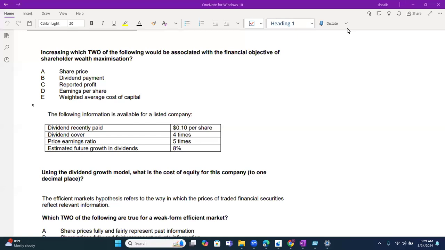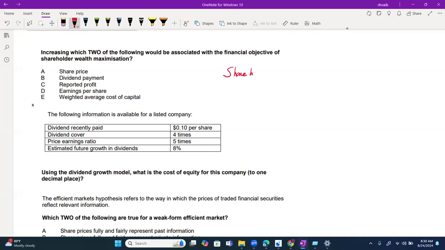Okay. Increasing which two of the following would be associated with the financial objective of shareholder wealth maximization? So remember one thing, the major objective of financial management is to maximize the wealth of shareholder. So if the objective is the maximization of the shareholder wealth, what is the meaning of this? Shareholder wealth means two things.